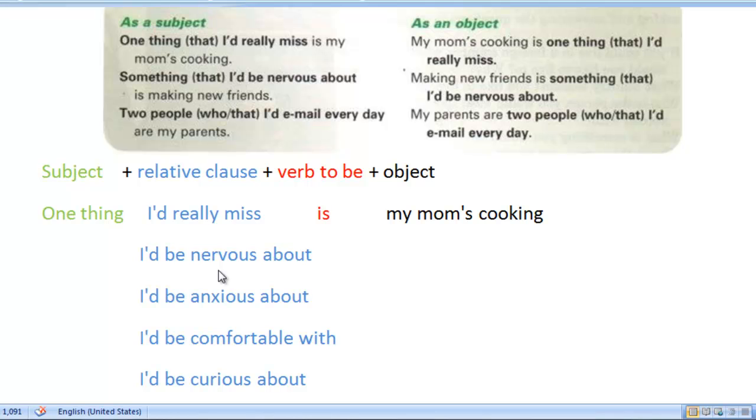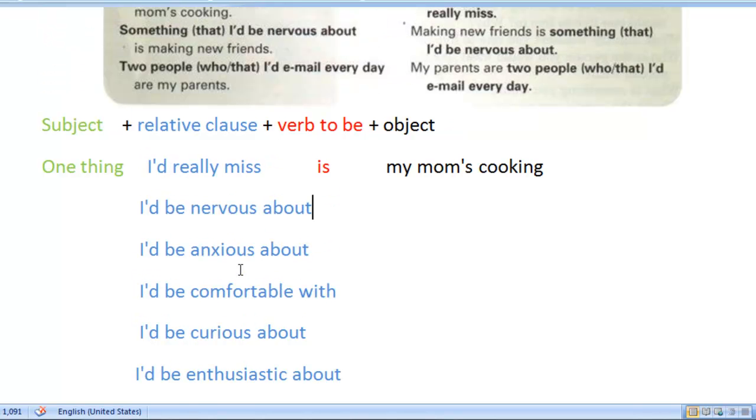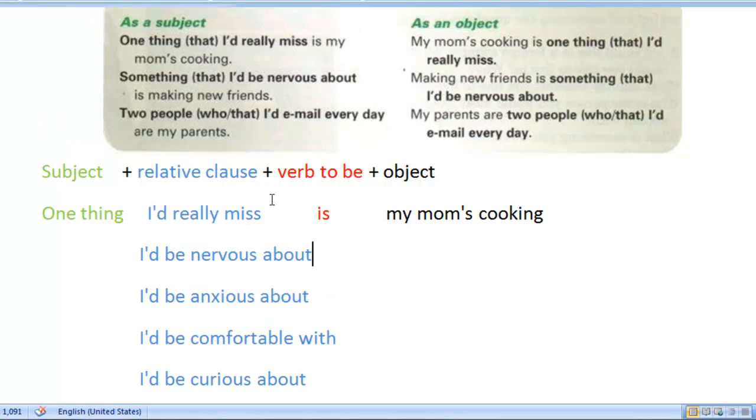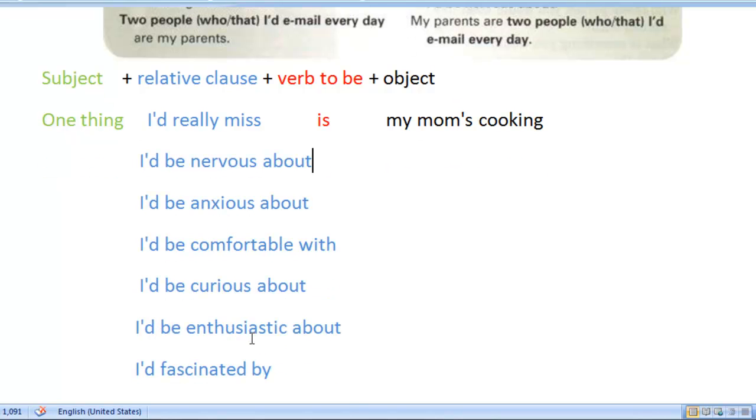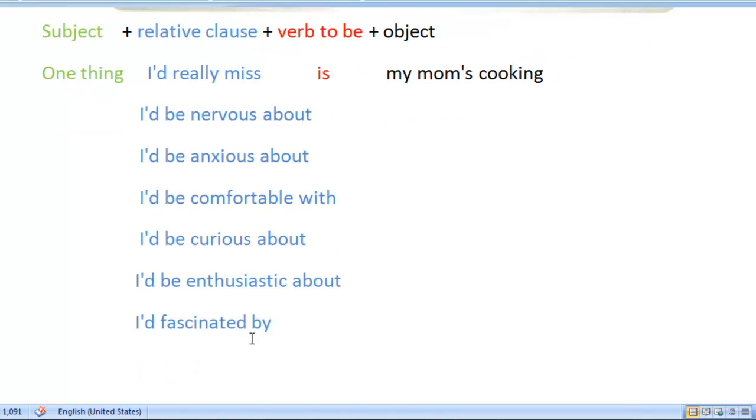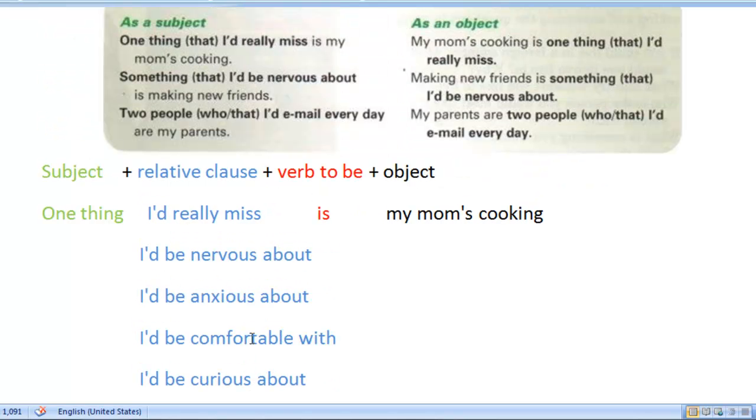So I've included a few relative clauses, and let me get you to answer this by me asking you the question. So what would you be nervous about when traveling to another country? What would you be anxious about? What would you be comfortable with? What would you be curious about? What would you be enthusiastic about? What would you be fascinated by? Let's say that we choose the country, maybe France, all right? So France seems like a very touristic place, and I think that a lot of people would like to travel to this particular country. So let's do that second one.